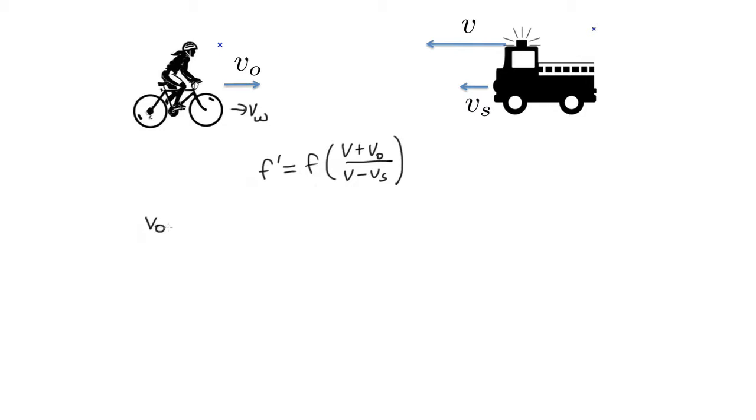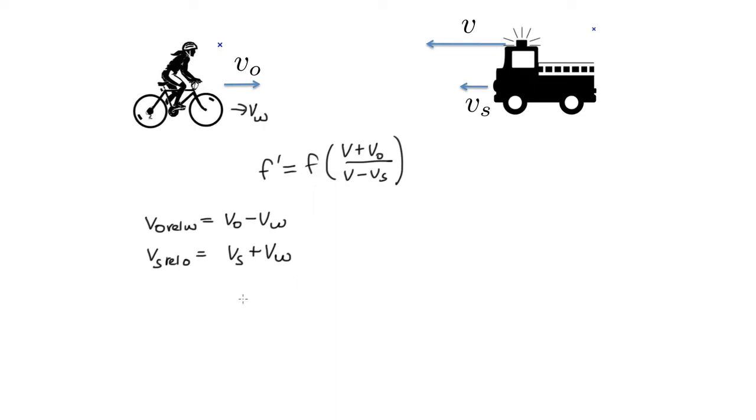The velocity of the observer relative to the wind is equal to the velocity of the observer minus the velocity of the wind. And so according to the wind, the observer's actually going a little bit slower than they would be otherwise. Now the velocity of the source relative to the wind is equal to the velocity of the source minus the velocity of the wind. But these are in opposite directions. So it'll be negative, negative, or plus the velocity of the wind. So the source looks like it's actually going faster according to the wind.